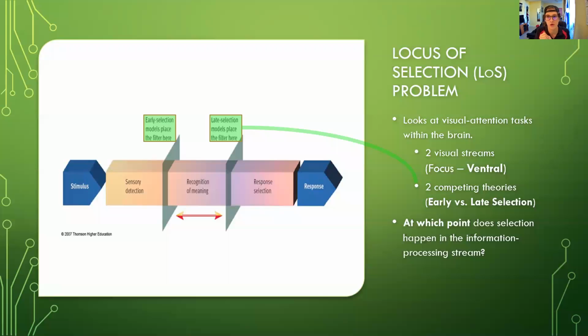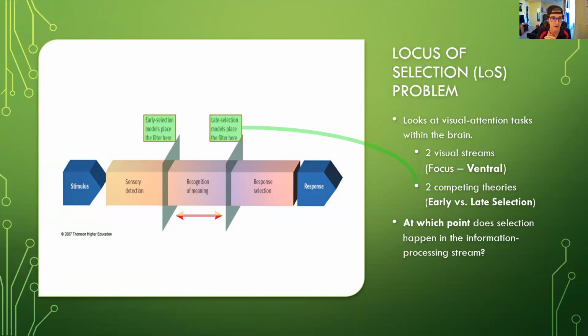So what is the locus of selection problem? Well, it looks at our visual attention tasks within the brain. And we know we have two streams. We have a ventral and dorsal, but here we want to focus on the ventral, or the what stream. So we have two competing theories in relation to this ventral stream about where we start to have filtering occur in this information processing stream.